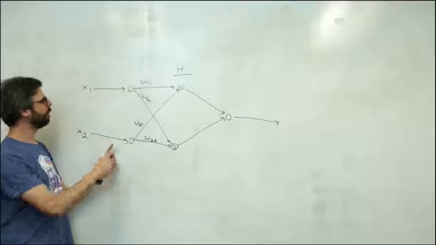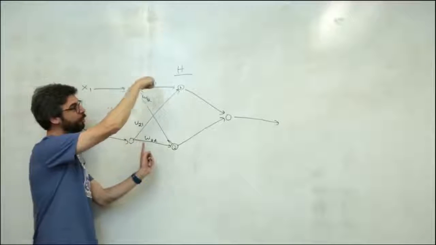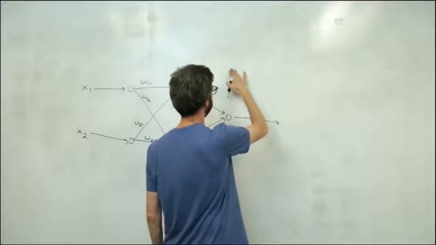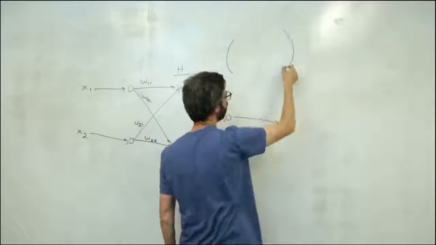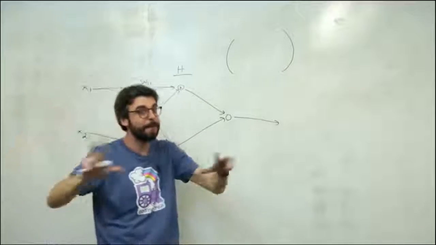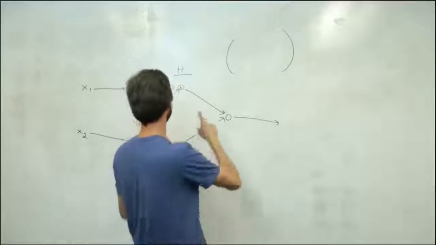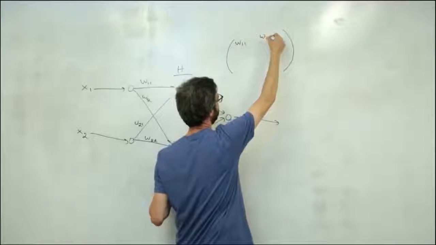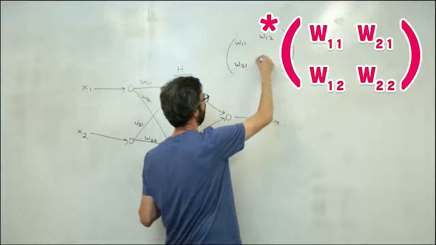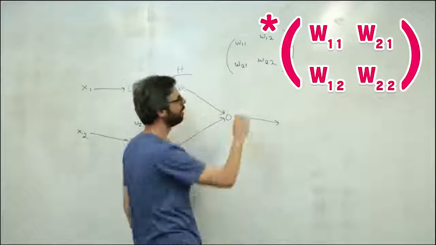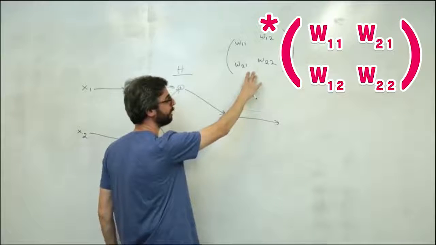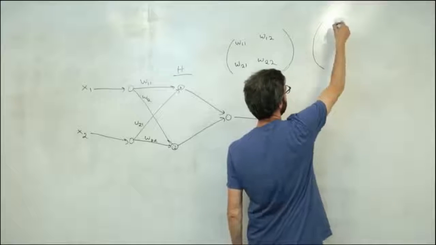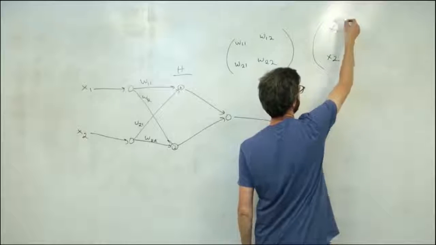So notice how there are 2 inputs, 2 hidden neurons, 4 weights. In other words, the weights, I'm going to start to use matrix notation a little bit. The weights can be expressed like this: 1,1; 1,2; 2,1; 2,2. Okay, so this is a way of expressing the weights. And a way of expressing the inputs, I could write it like this: x1, x2.